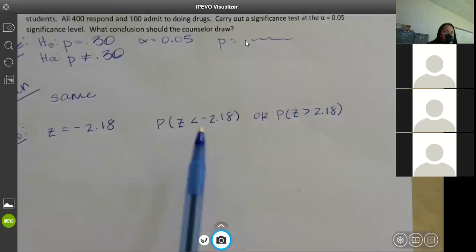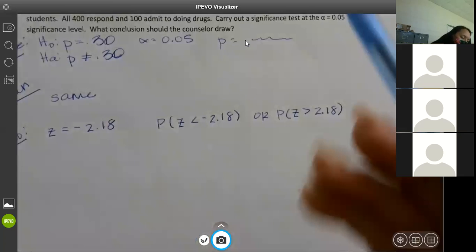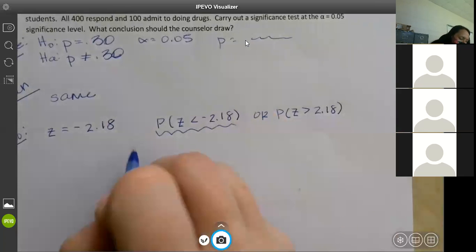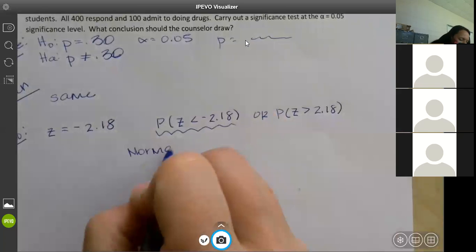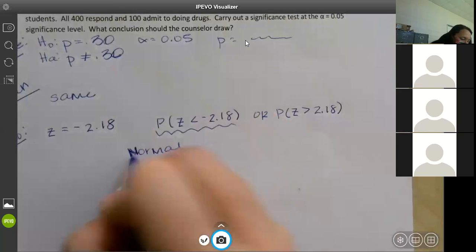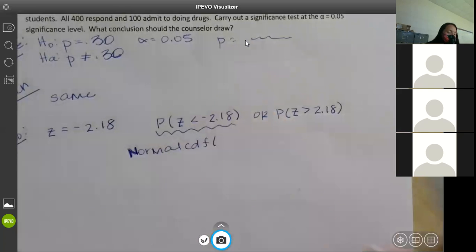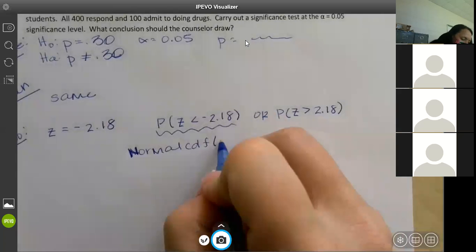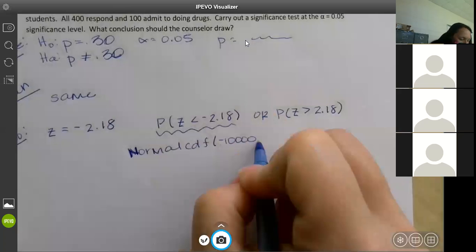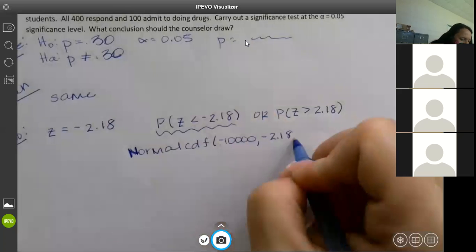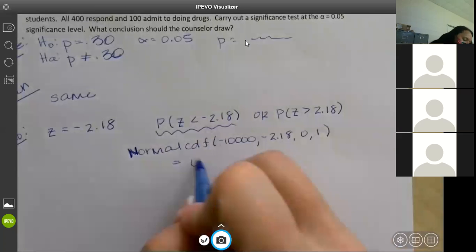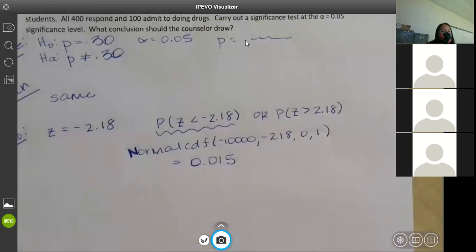So a second ago, we were doing greater than, so this is gonna flip. So I'm gonna do this one. This is the one that I'm gonna put in my calculator. Both of them will do the same thing. So normal CDF. I want less than negative 2.18, so what'll be my lower? My upper will be negative 2.18, 0, and 1, which will give you a p-value of 0.015. But what must I do to that p-value?